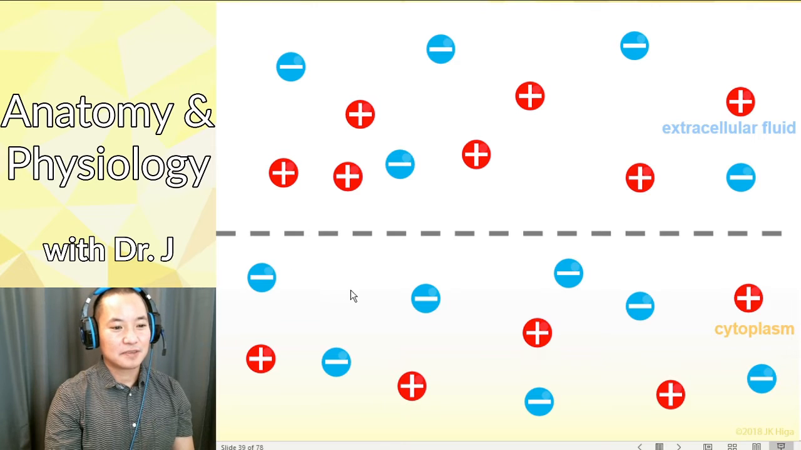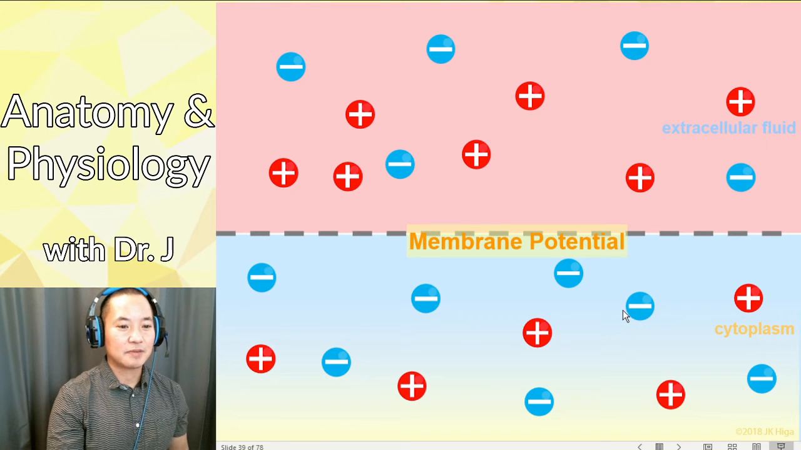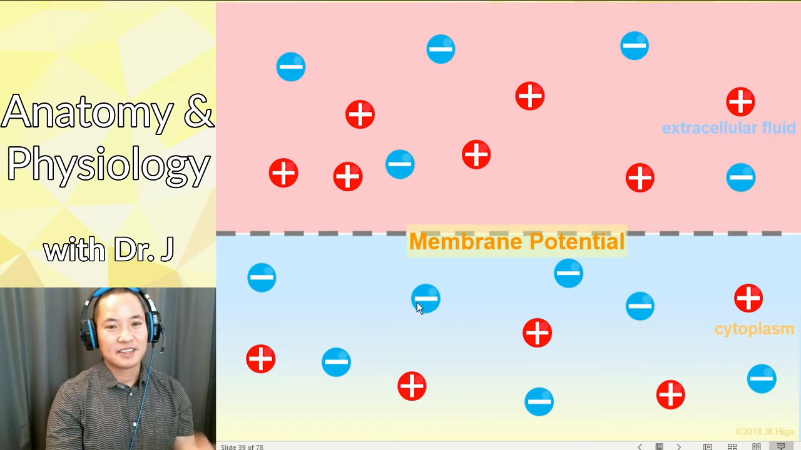But what happens here? Well, now we created an imbalance. So we moved one positive charge here, and we moved a negative charge here. So now we have a slight difference. This is slightly more positive and this is slightly more negative. So now we have something called slight polarization. It's no longer even Steven. There now is a slight difference between the two, and this is what we call membrane potential. Now that there's an imbalance, we have membrane potential.